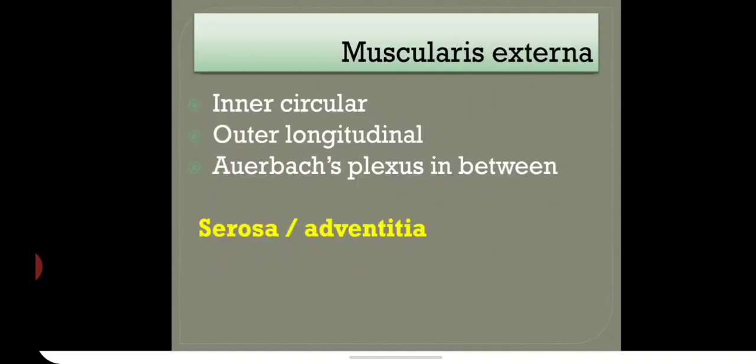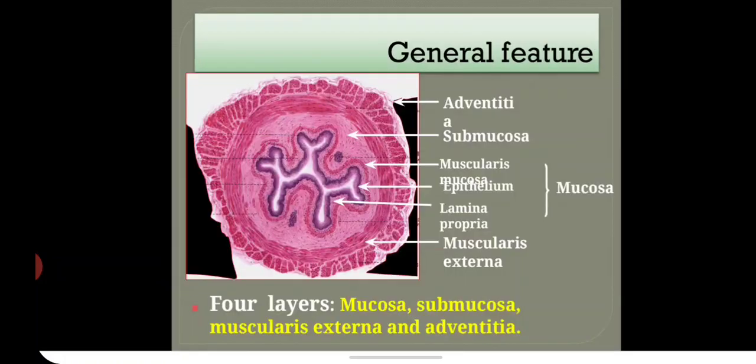In the muscularis externa, the smooth muscle layer is arranged as inner circular and outer longitudinal in the gastrointestinal system. And in between these 2 layers, Auerbach's plexus, the nerve plexus, is situated. And the fourth layer is the serosa or adventitia. Now we will start with the esophagus. So this is the general plan of the GIT: 4 layers, mucosa, submucosa, muscularis externa and adventitia.